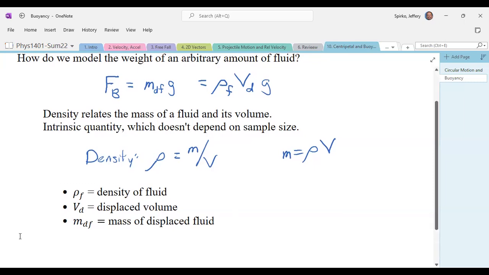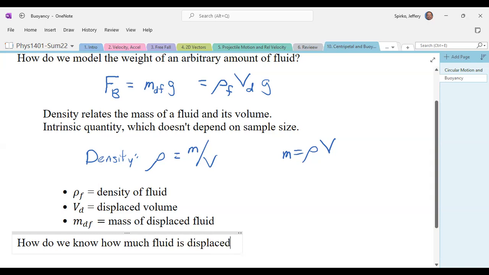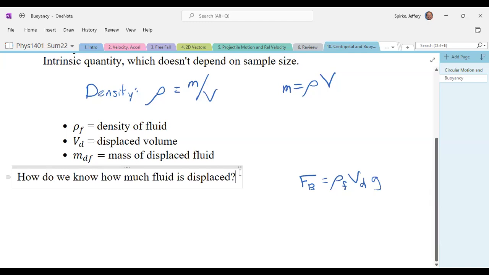That also leaves a question. How do we know how much fluid is displaced? So I'm going to rewrite this formula because it's going to scroll off the screen. Density of the fluid, volume displaced, g. There's basically two situations that you could be in. You could have a situation where you kind of control the amount of volume. So that could be the given quantity.